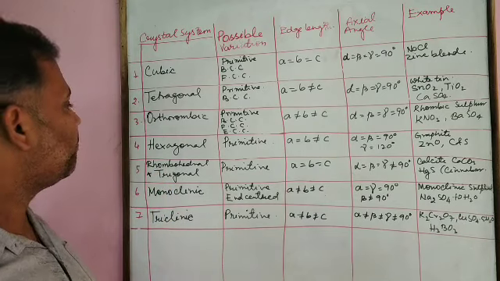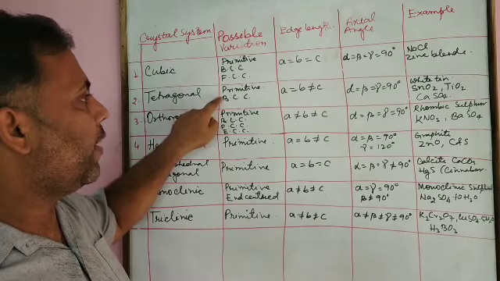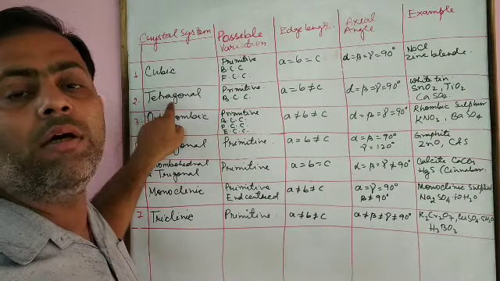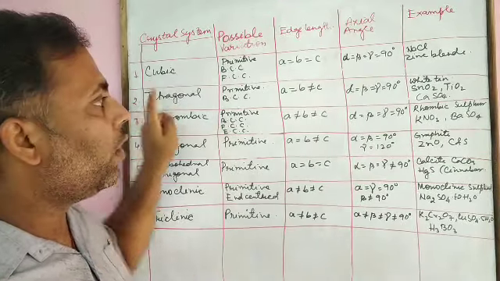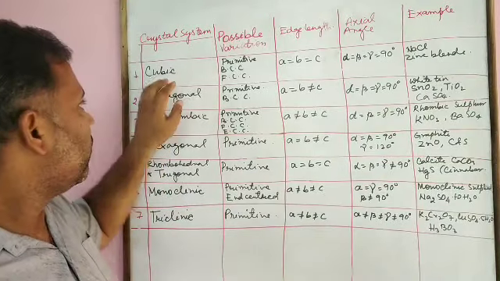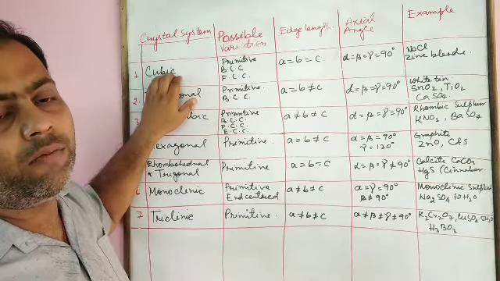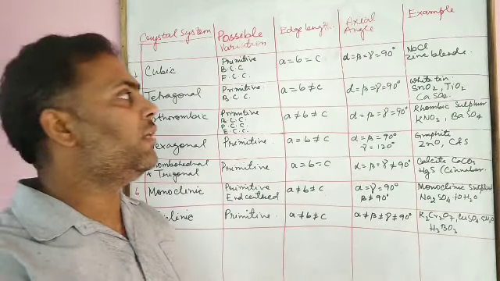Next, we will discuss tetragonal. It occurs in primitive and body centered. In this case, the sides A equals B, not equal to C, but all the angles are equal to 90 degree. What we have discussed, cubic: all the sides are equal, all the angles are equal to 90 degree. We have the examples sodium chloride and zinc blende.